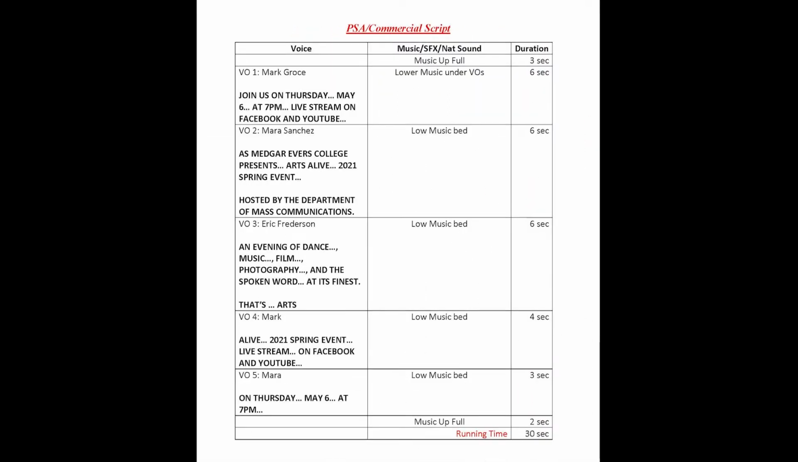Your next one is a very basic PSA or commercial script. You have 3 columns. Your first column is for your voiceovers. That's everything that you're going to say in the radio ad. Your next one is for your sound effects, your music, and your Nat-Sound. It tells you should the music be up full or lower, or which sound effects and which music you should go to. And your third column is the duration of that exact column. So in other words, where Mark is speaking, you will see 6 seconds. Once again, always type out all the voiceovers and the music and Nat-Sound and FX information.